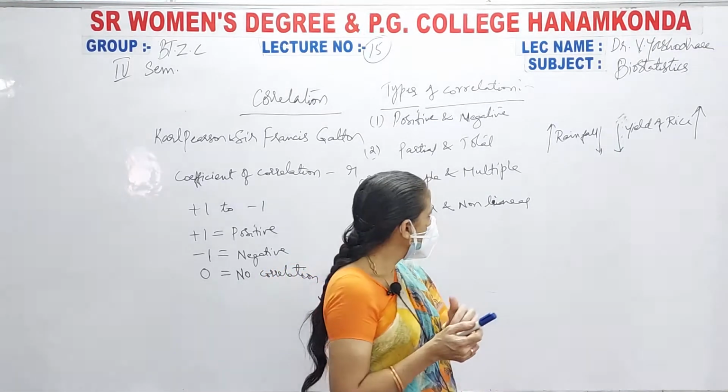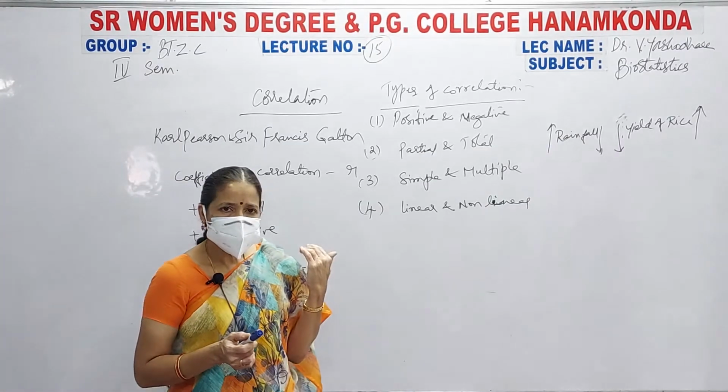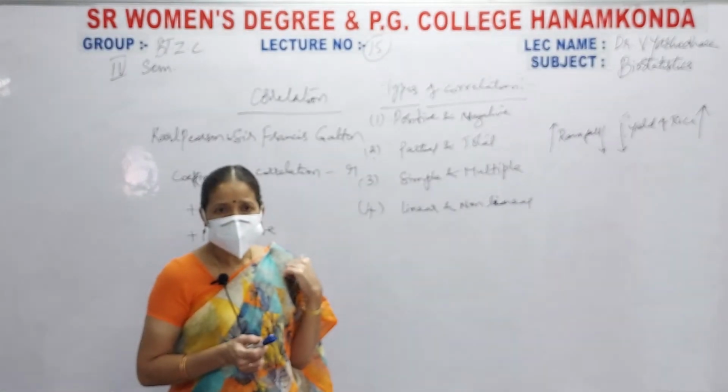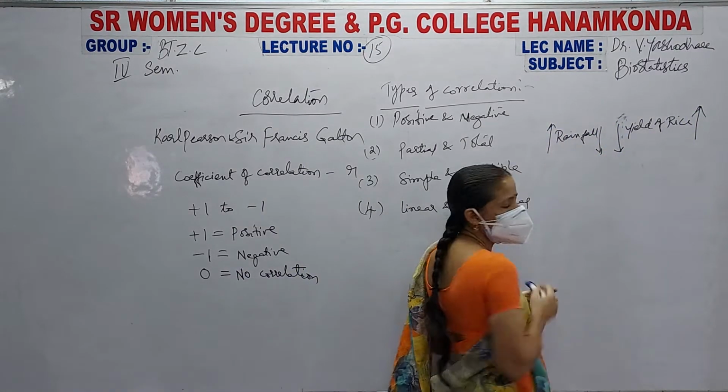That means if rainfall is high, the yield is high. If rainfall is low, the yield is also low. That means if one is increasing, the other is also increasing. If one is decreasing, the other is also decreasing.